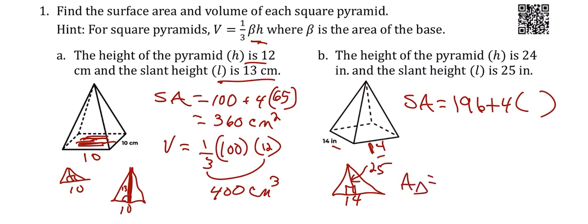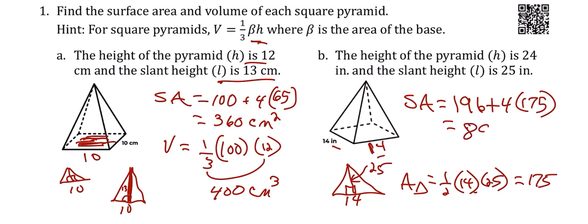So each of the triangles, I'm going to put down the area of the triangle, is 1/2 times the base times the height. So the easiest way to think about that is 1/2 times 14 is 7, and 7 times 25 is going to be 175. So we have 4 triangles, each with an area of 175. So our total surface area is going to be, and you could use a calculator or do this in your head, 896 square inches.